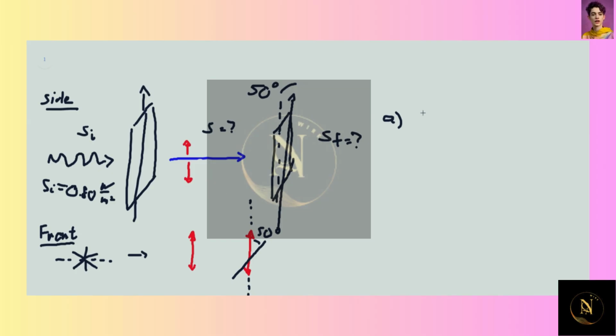So the answer to part A, which is asking what is the intensity as it passes through the first polarizer, is just going to be half times the incident intensity. And so this works out to be 0.40 watts per meter squared. This is the intensity that's going to make it through to the second polarizer, which has an axis of polarization that is rotated 50 degrees with respect to the first polarizer.